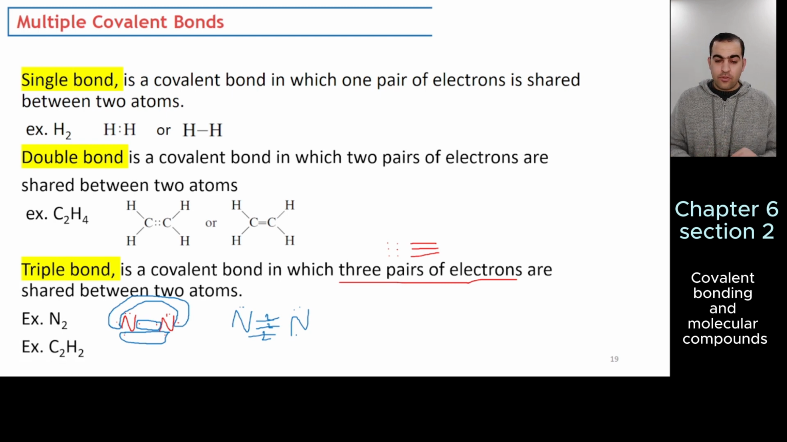For C2H2, we have 2 carbons, both central. We have 2 hydrogens. Because both carbons are central, each carbon will be surrounded by a hydrogen. Write the electron dot notation.